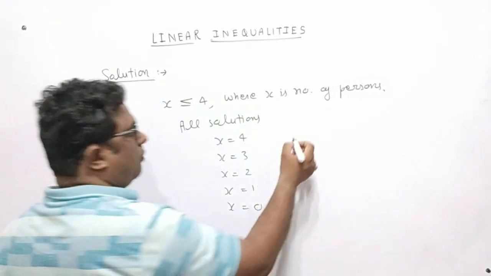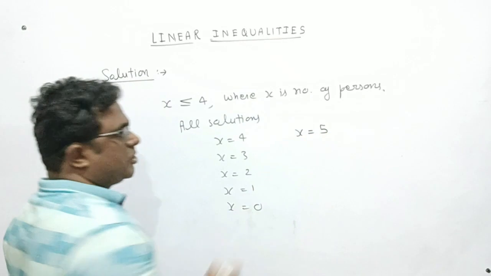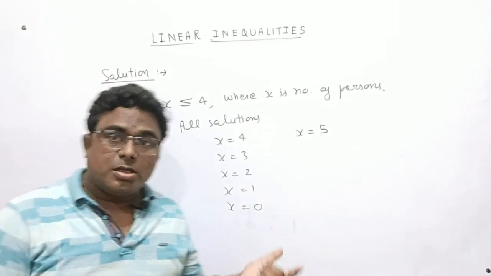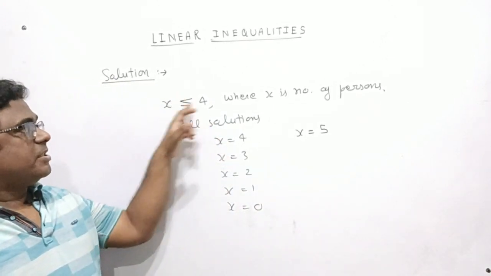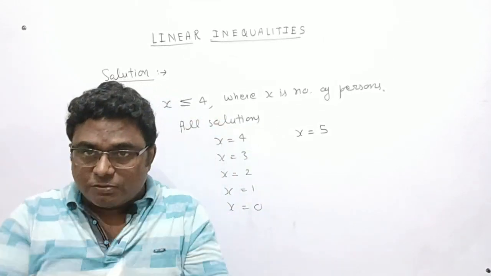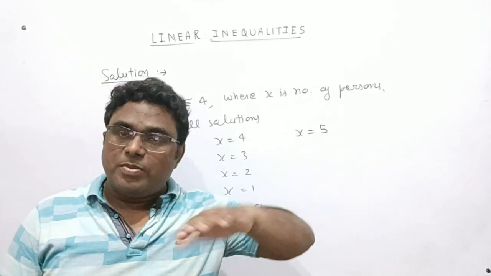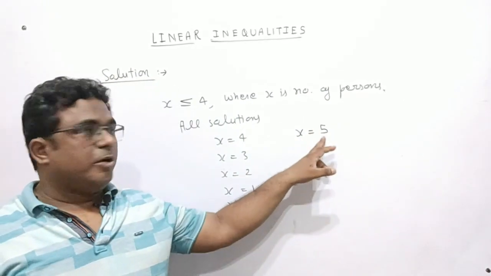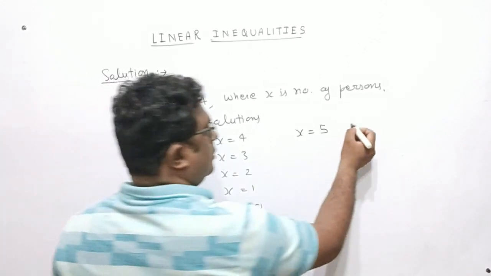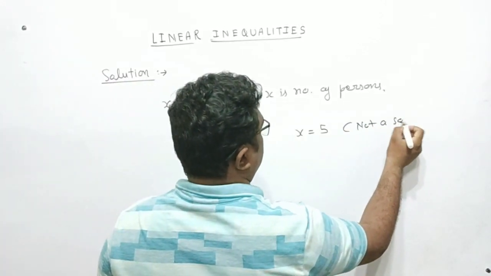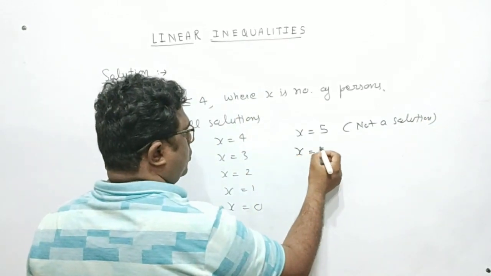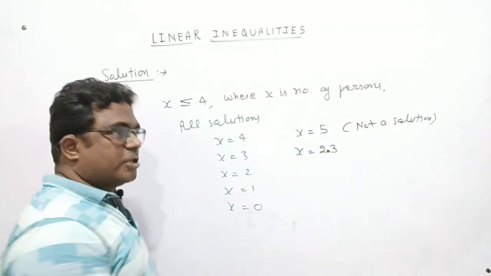And can you tell me why x equal to 5 is not a solution? Because the condition is that x is less than or equal to 4. So the value of x can either be equal to 4 or less than 4, and cannot be more than 4. So this value which I have written here is not a solution because it is becoming more than 4. Now second question, x equal to 2.3, is it a solution for this?